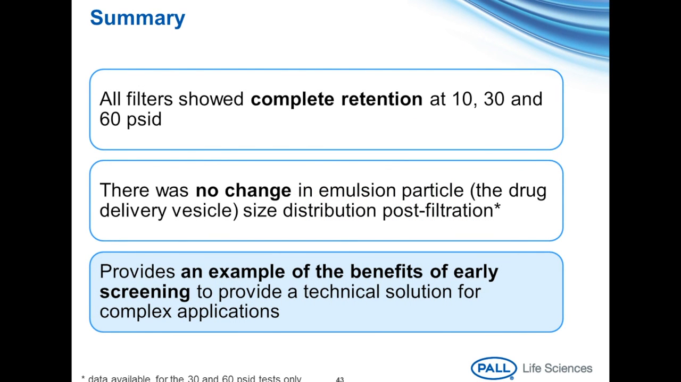In summary, we have shown you an example of an early screen of a representative drug delivery vehicle using a single-pass small volume challenge, and all the filters showed complete retention at 60, 30, and 10 psid, and there was no change in emulsion particle size distribution. This early screen is a critical step, particularly in the development of a nanoemulsion drug delivery formulation and the evaluation of the proposed manufacturing process prior to finalization of that process. It could be very helpful when eventually moving towards successful validation of the final manufacturing process.